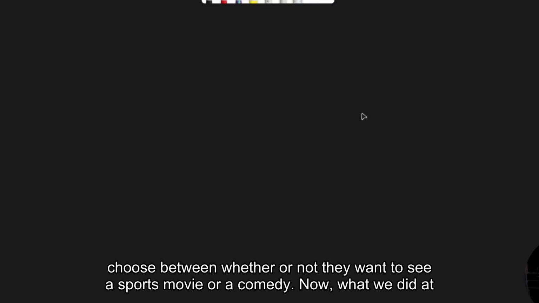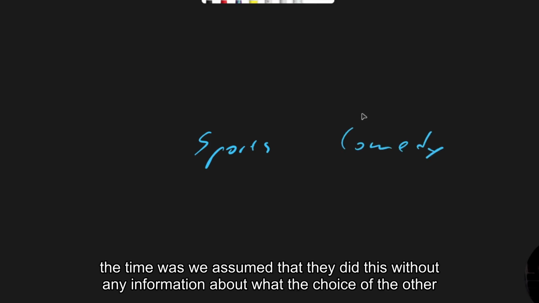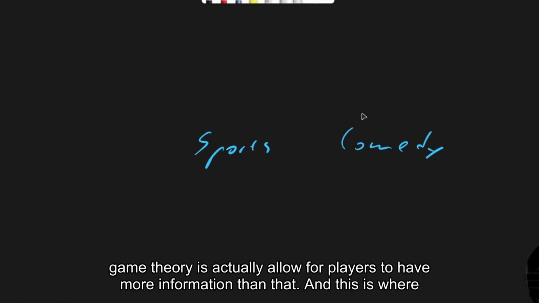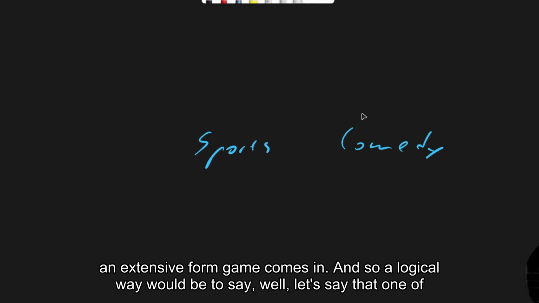In a previous video, we took a look at the coordination game where two players were trying to choose between whether or not they want to see a sports movie or a comedy. Now, what we did at the time was we assumed that they did this without any information about what the choice of the other player was doing. And what we can do in game theory is actually allow for players to have more information than that. And this is where an extensive form game comes in.